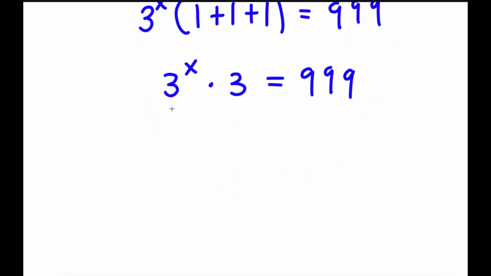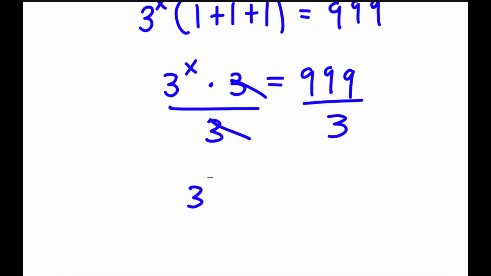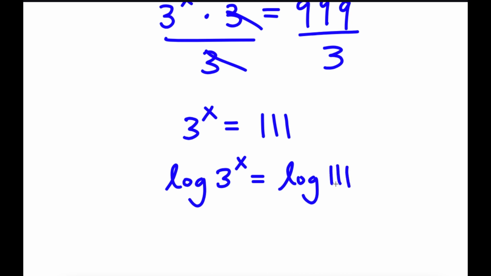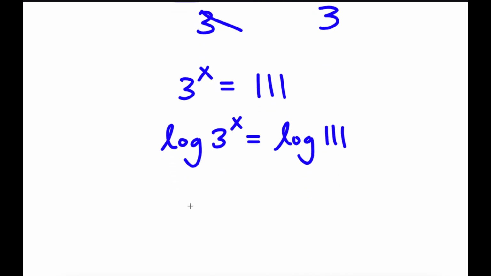Now I'm going to go ahead and divide both sides by 3. So then these two cancel out, and I have 3 to the power of x is equal to 111. Now if I take the log on both sides, I have log 3 to the power of x is equal to log 111. And if I have something in the form log a to the power of b, I can move this exponent b to the front.